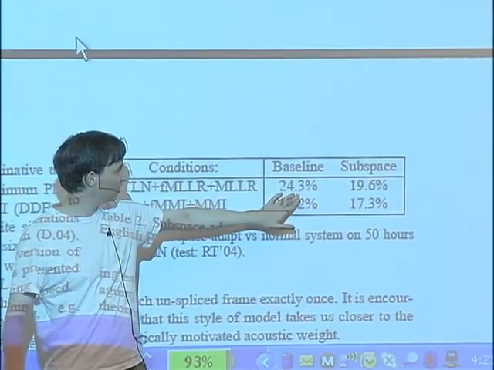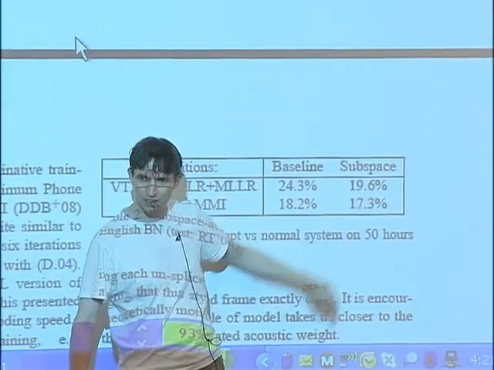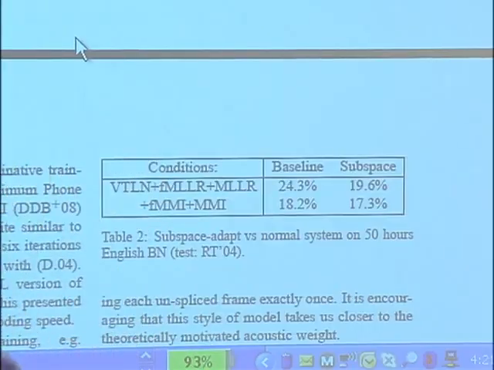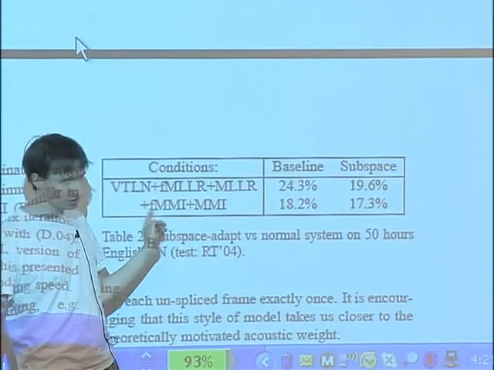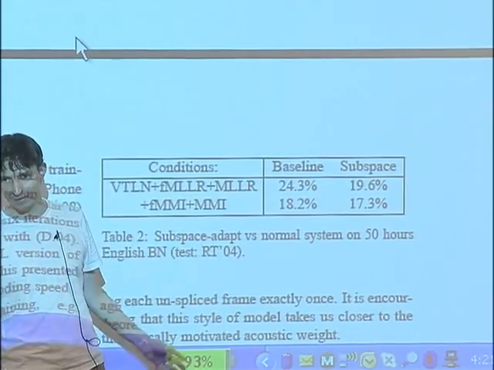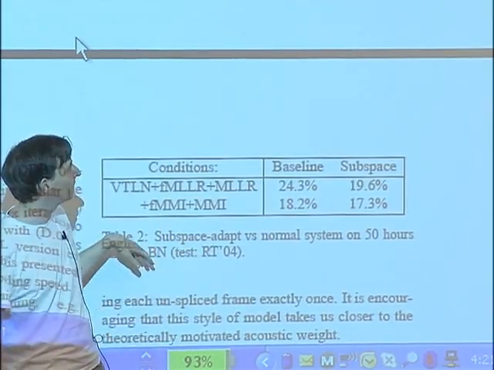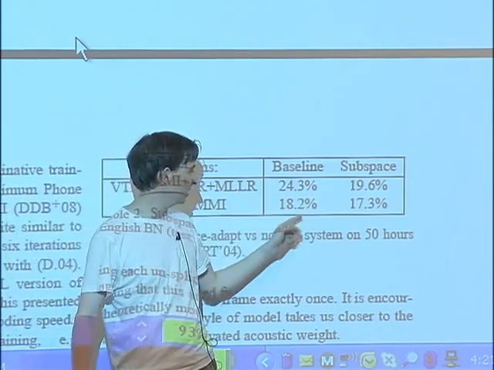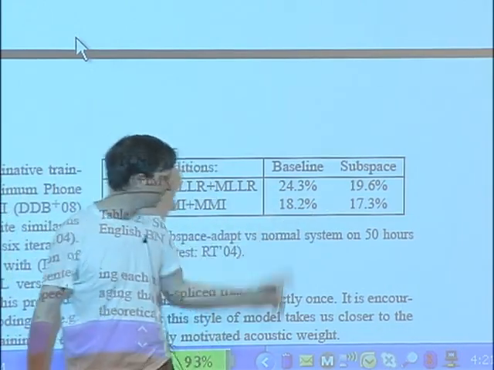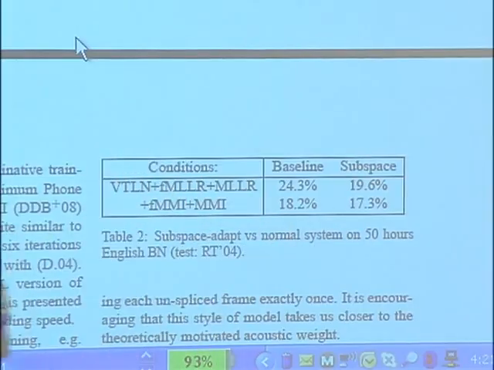This is our baseline. This is the subspace model. It says right there RT04. Okay, RT04. And this is with discriminative training. Now you can do discriminative training on the subspace model. We haven't described how, but there's about 20% relative improvement here, and I guess it's a lot less here. It's maybe between 5 and 10% relative, but it's still worthwhile.